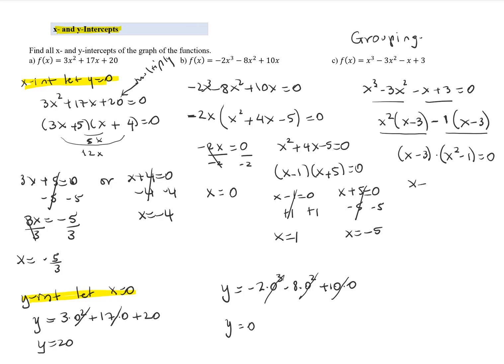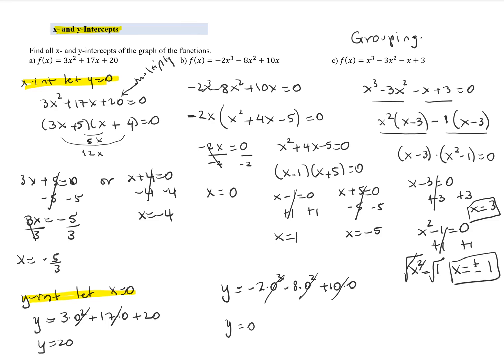Now set each parenthesis equal to 0 and solve for x. On the first one we add 3. We get x equals 3. On the second one we add 1. We get x squared equals 1. Take the square root on both sides and we get x equals plus or minus, every time you square root both sides, and the square root of 1 is 1. So we have a total of 3 x-intercepts, x equals 3 and x equals positive and negative 1.